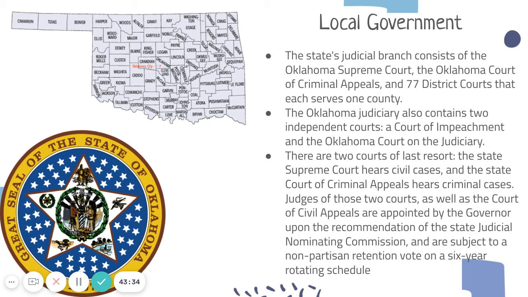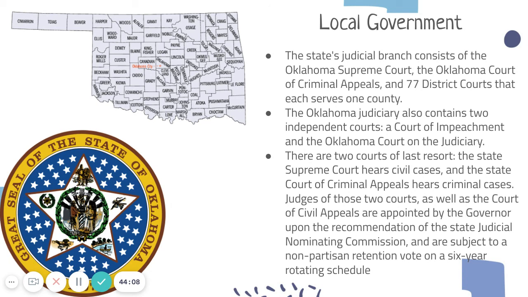So the Oklahoma judicial also contains 2 independent courts, a court of impeachment and the court of the judiciary. There are 2 courts of last resort. The state Supreme Court hears civil cases, and the state court of criminal appeals hears criminal cases. Judges of those 2 courts, as well as the court of civil appeals, are appointed by the governor upon the recommendation of the state judicial nomination commission, and are subject to a nonpartisan retention vote on a 6-year rotation schedule.